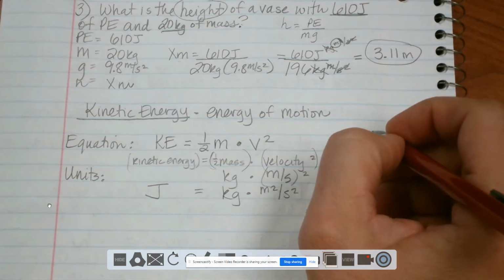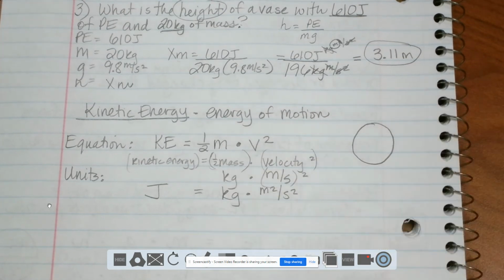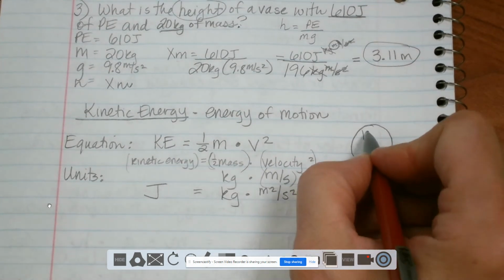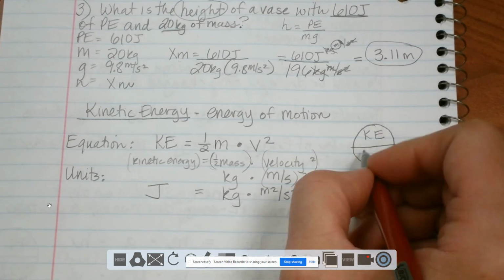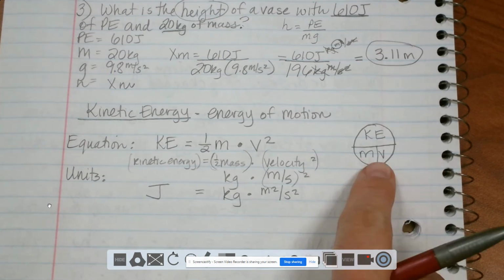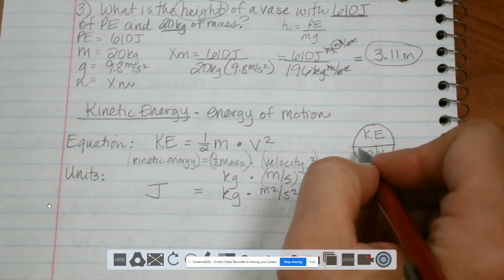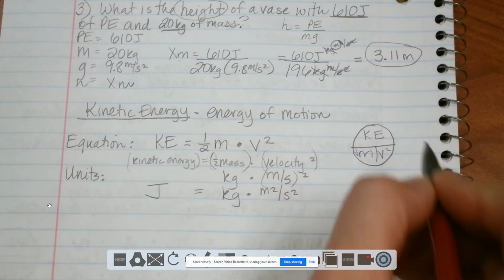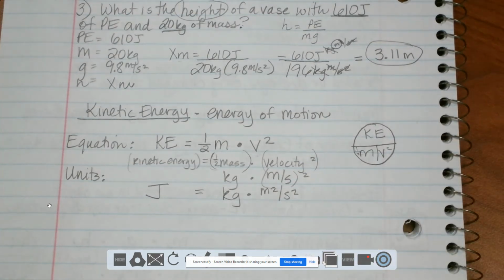But first, I'll give you the circle. Even with the halves and the squareds, there still can be a circle. Kinetic energy goes on top, mass and velocity go on bottom. Now notice I didn't put the halves and squareds into here. You can, if you want to just remember it's 1/2 mass and velocity squared. But really the variables themselves are what we're moving around, and we're not worrying as much about the halves and the squareds. When we move them around, we'll move the halves and squareds with them. So if it makes more sense for you to put them in there, for sure.